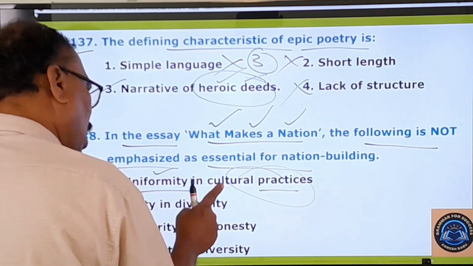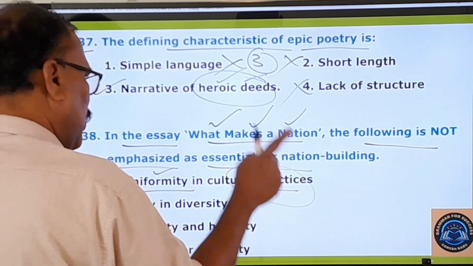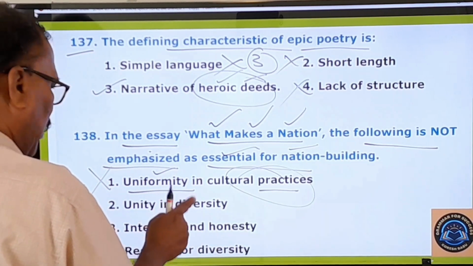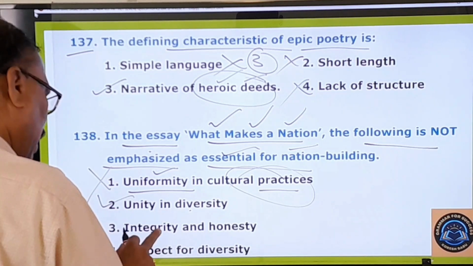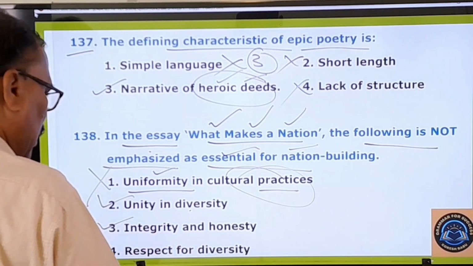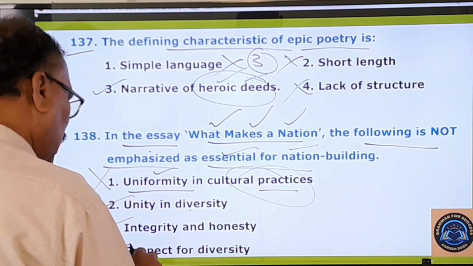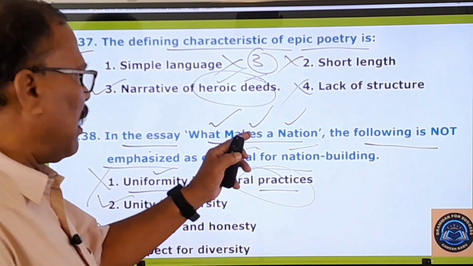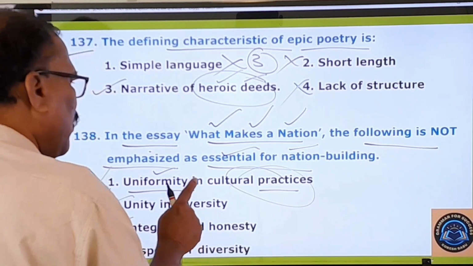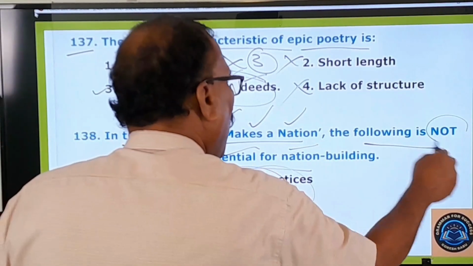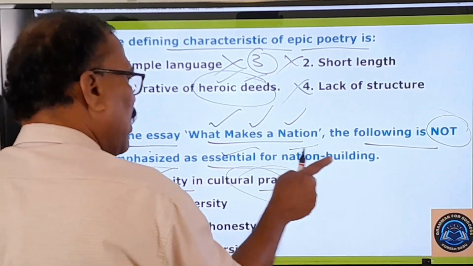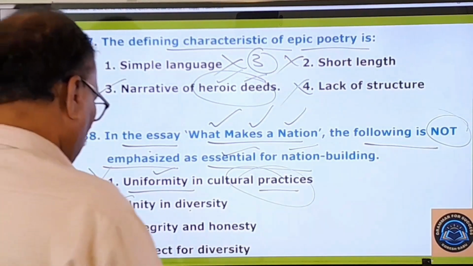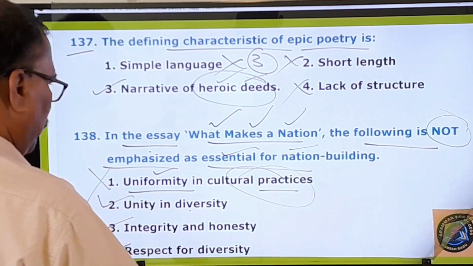So this is what C. Rajagopalachari has not emphasized as essential for nation building. This he did not tell. Therefore, unity in diversity, and integrity and honesty, about this also he said in the essay, and respect for diversity. So the second one, third one, fourth one, he mentioned in that essay What Makes a Nation, but not this one. Therefore, the following is not emphasized as essential for nation building. For nation building, these are very important, but this is not essential. Now let's move on to other questions.